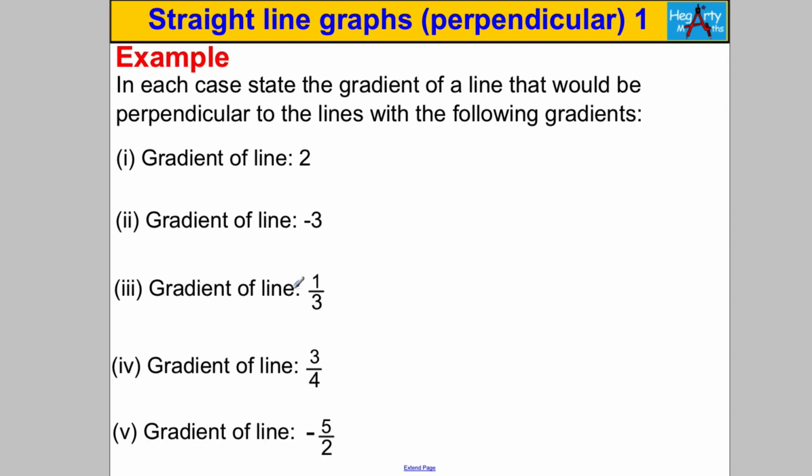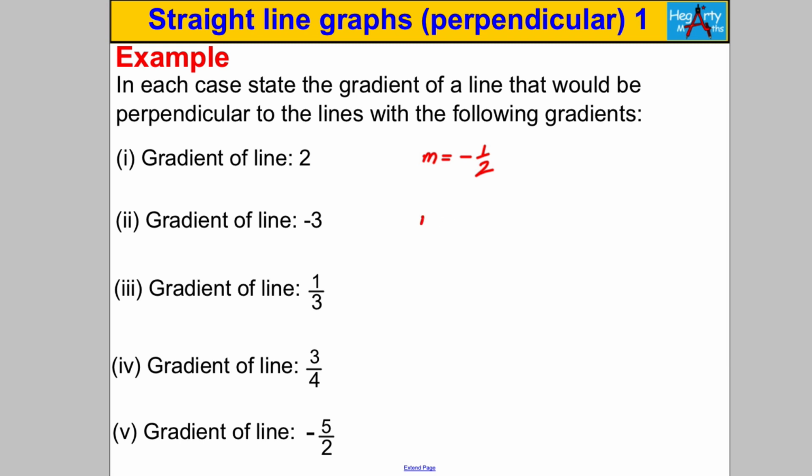A little warm up for you just here before we go on. Pause the video and in each case state the gradient of a line that would be perpendicular to the lines with the following gradients. Well, if a line had gradient 2, then its perpendicular line would have its negative reciprocal, which would be negative a half.